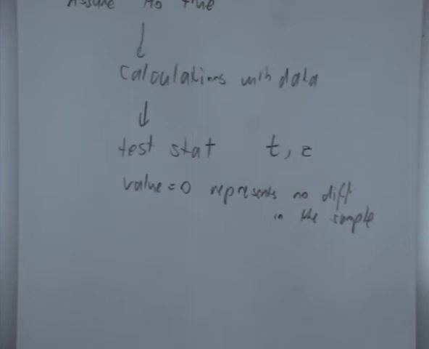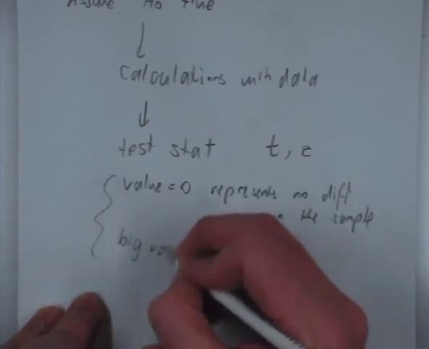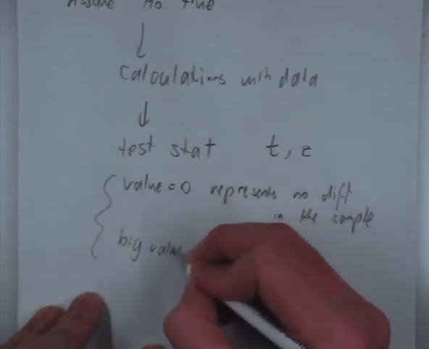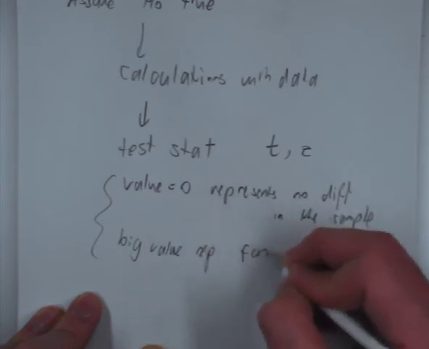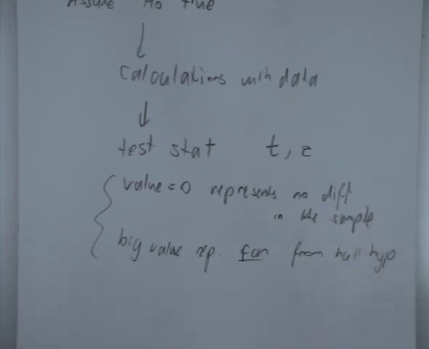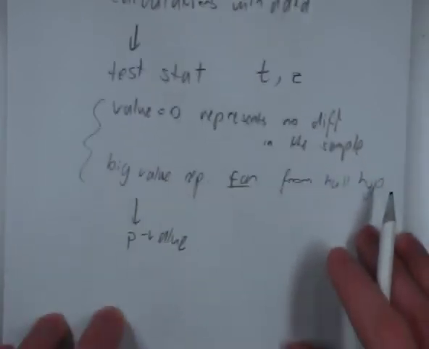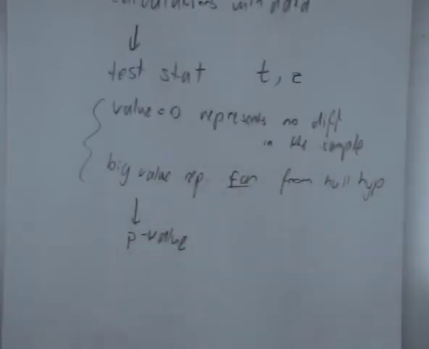That's what that means. And a better way of dealing with that is to convert it all to p-values. So we've got the value of that, and a big value represents far from the null hypothesis. A value of 0 represents close to what the null hypothesis would normally produce, and a big value represents far from what the null hypothesis would normally produce. And so you use that to calculate a p-value, which is literally the probability of getting a number that big, or bigger.